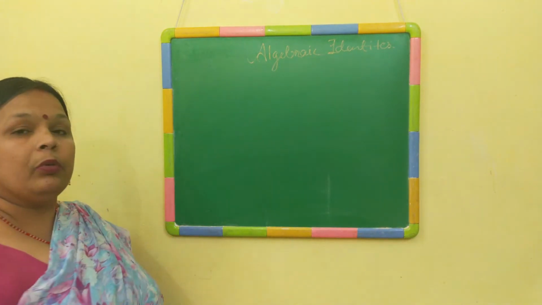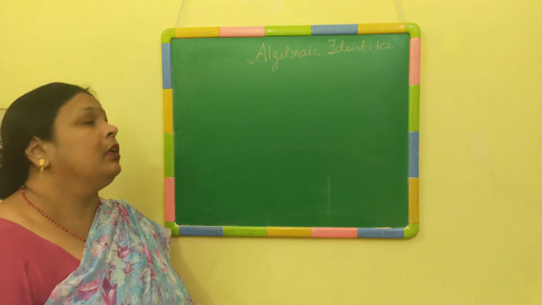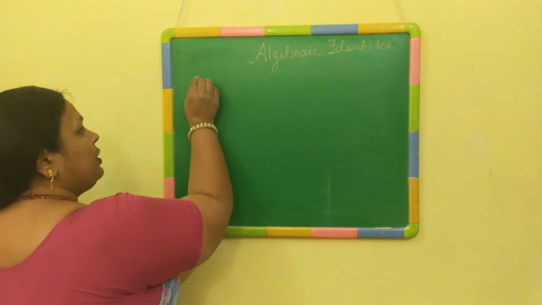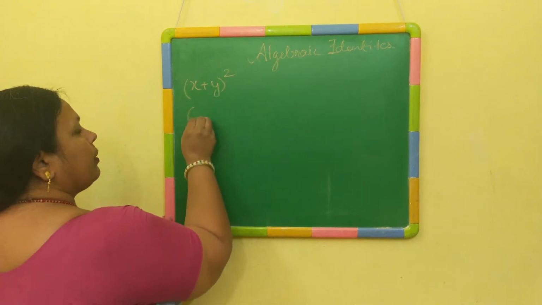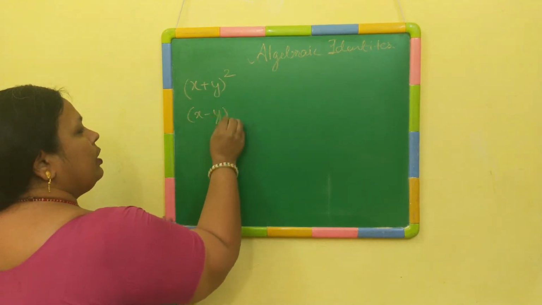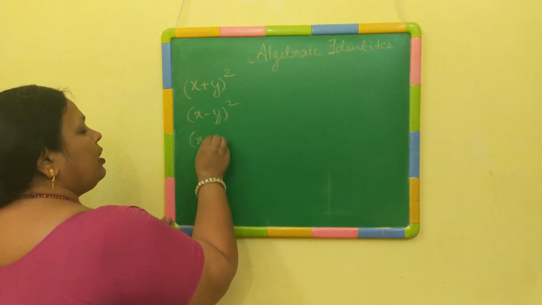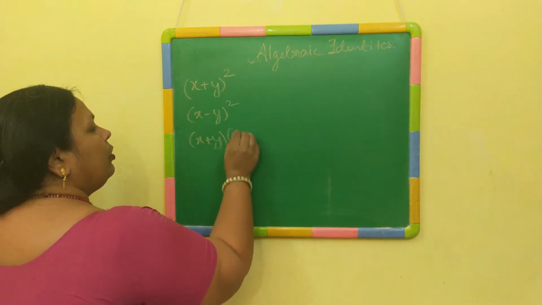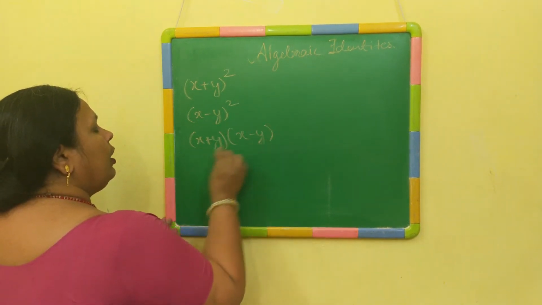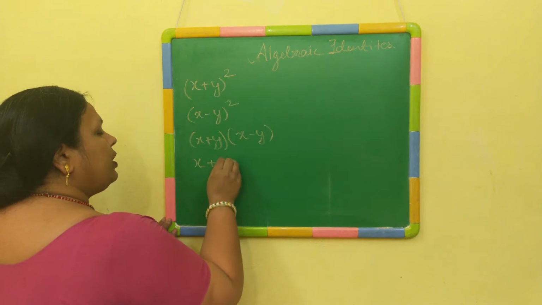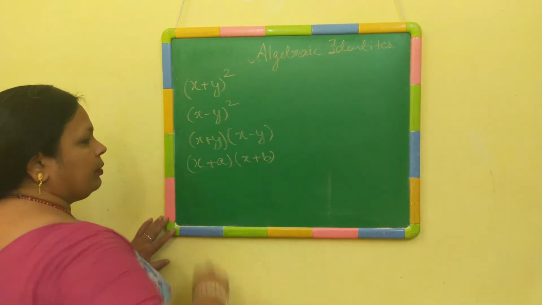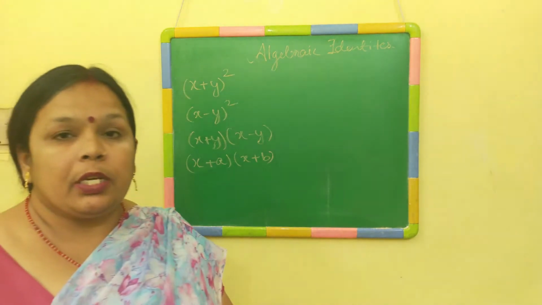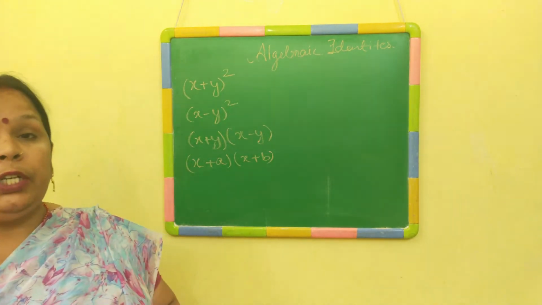To start with, what are the basic identities? The basic identities which we have learnt are (x plus y) whole square, (x minus y) whole square, (x plus y) into (x minus y), and (x plus a) into (x plus b). These are the four basic identities which we have already learned.